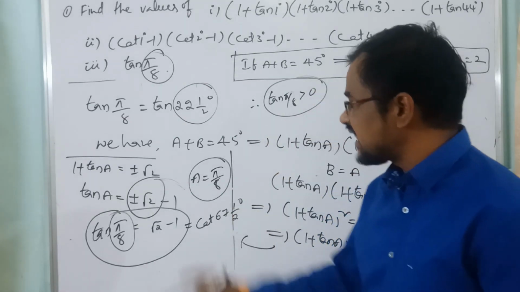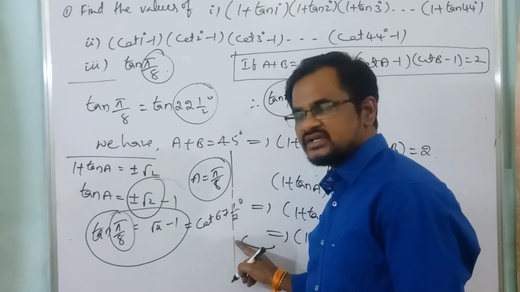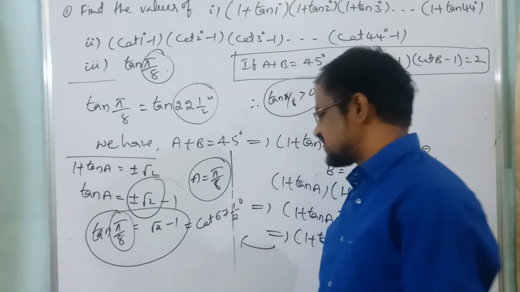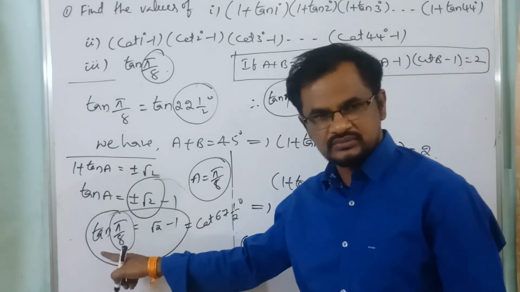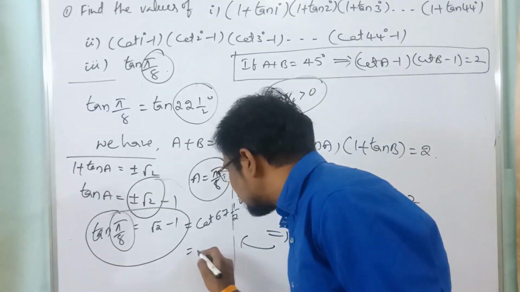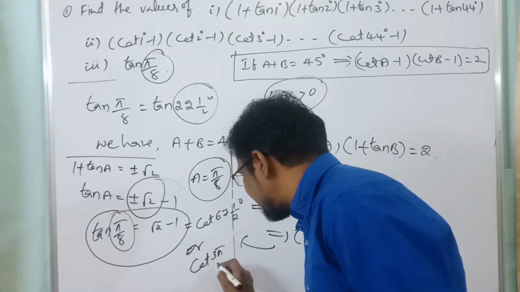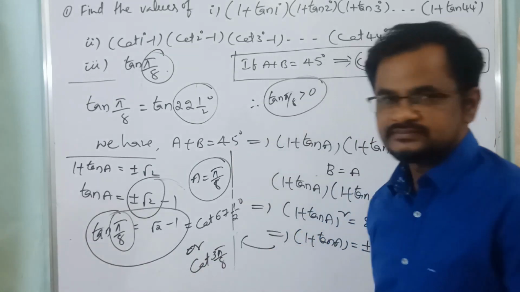It is also equal to cot 67.5 degrees. Tan 22.5 degrees equals cot of 90 minus 22.5, that is cot 67.5 degrees. That means you can also write it as cot of 3 pi by 8.